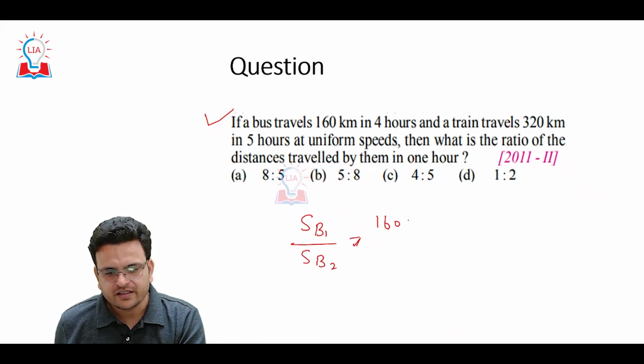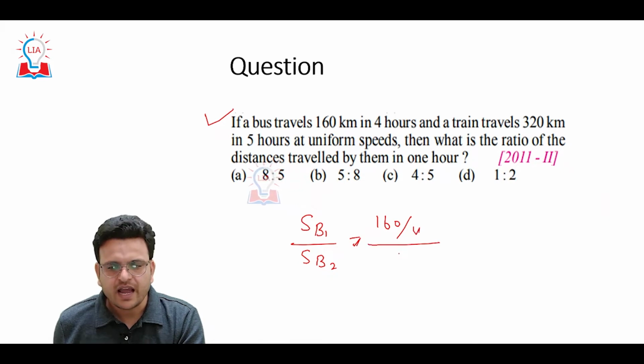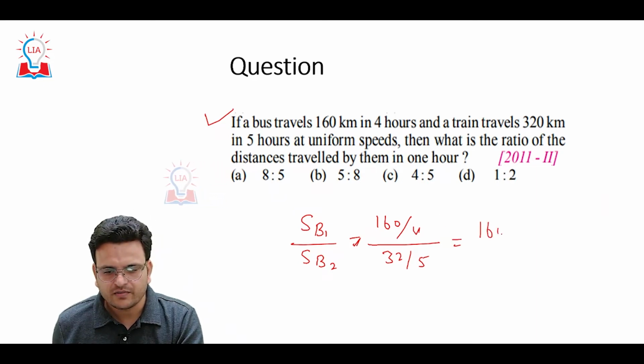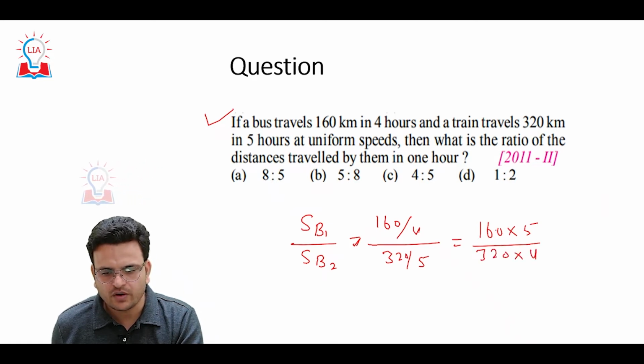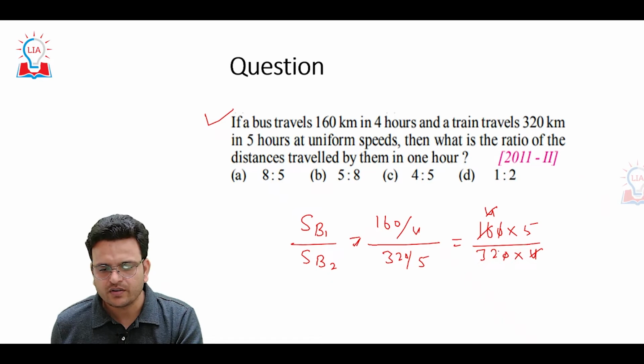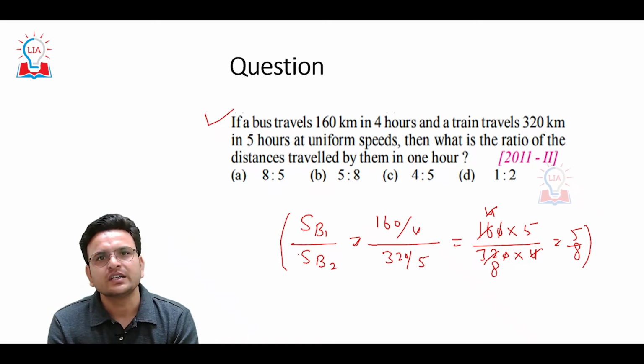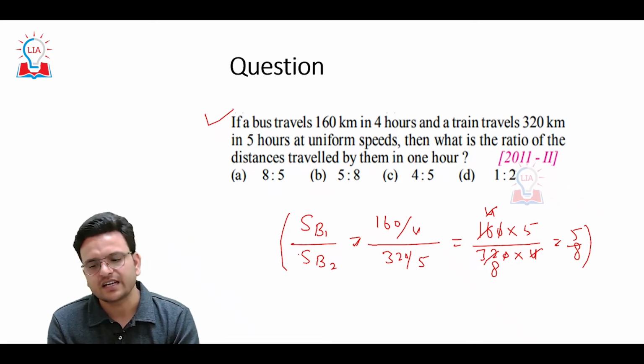That will be distance upon time and distance upon time. It becomes 160 into 5 and 320 into 4. Okay, then 4 cancels and 4 8s are 32. So the answer will be 5 upon 8. Hope you are able to understand. This is a very easy question. Such questions we should not miss in the real exam.